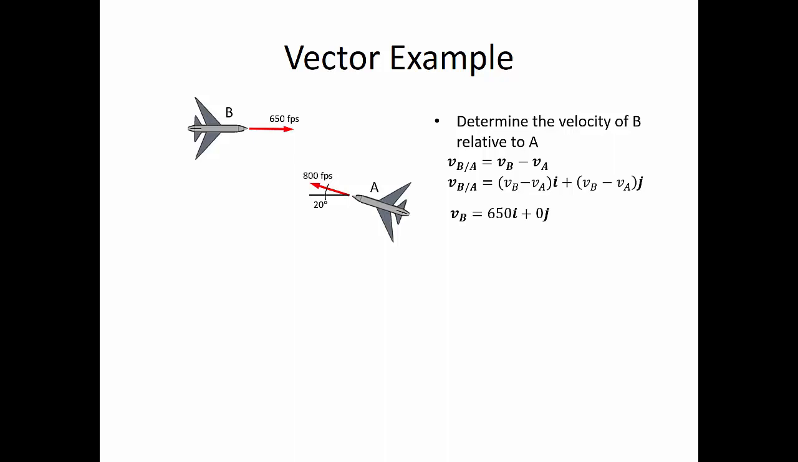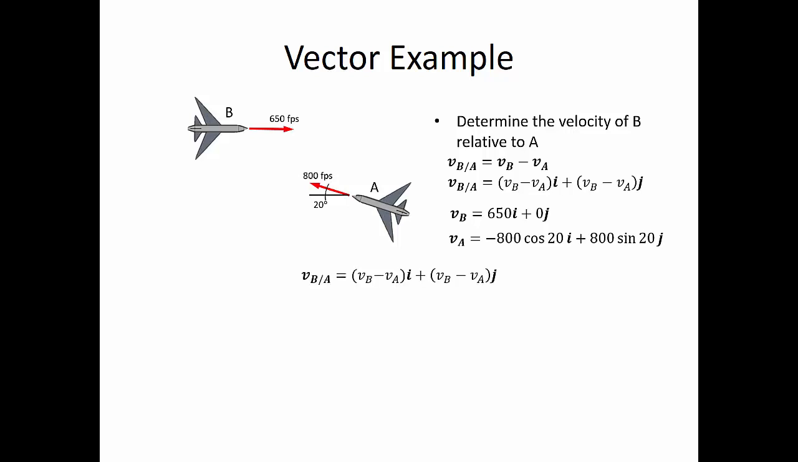Well, we know from looking at airplane B that the velocity of B is equal to 650 in the x direction, or in the i direction, plus 0 in the j direction. Airplane A's velocity vector is equal to minus 800 times the cosine of 20 in the i direction, plus 800 times the sine of 20 in the j direction, just breaking them into components.